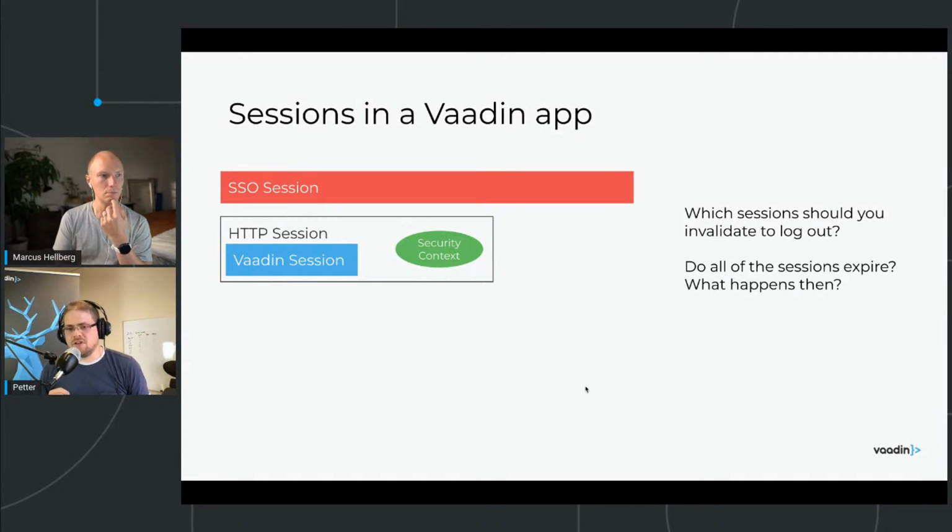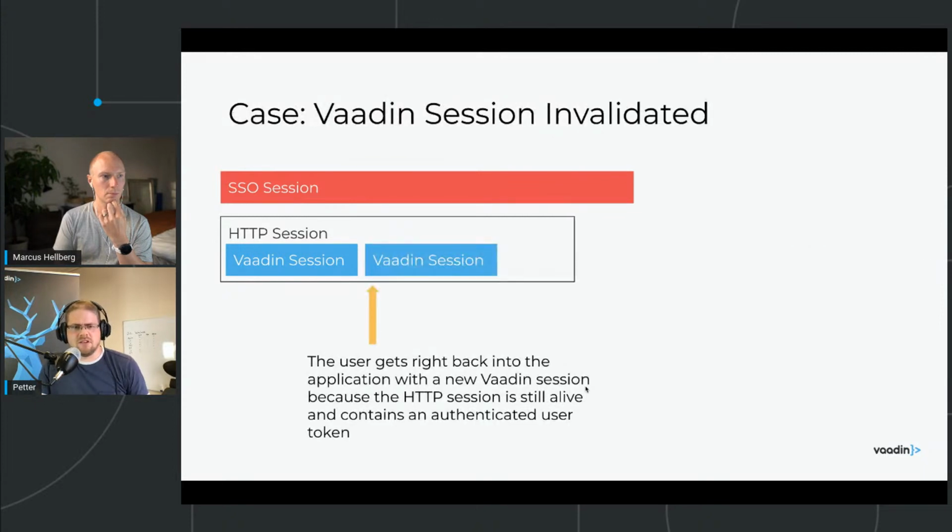Now, if you log out, which sessions should you invalidate? And do all of these sessions expire at some point? And what happens then? So let's have a look. We only invalidate the Vaadin session. So this would be, you call VaadinSession.getCurrent, I think it's invalidate. And this is the one that I think is presented in the Vaadin documentation for how to log out.